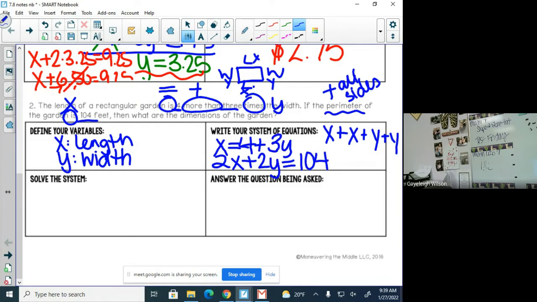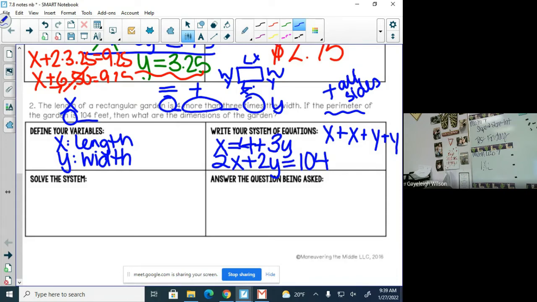So if you didn't know how to find perimeter, like if you didn't have that vocab word, you wouldn't know what to do here. But since we know perimeter, you add up all 4 sides. I was able to take x plus x plus y plus y, and make that 2x plus 2y equals 104.